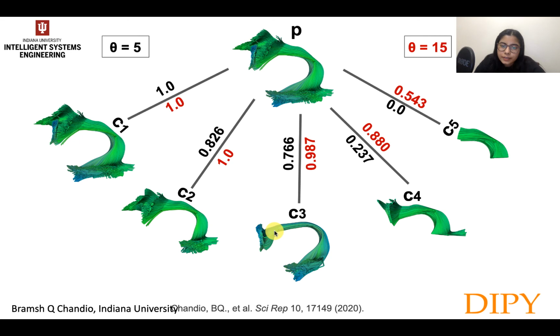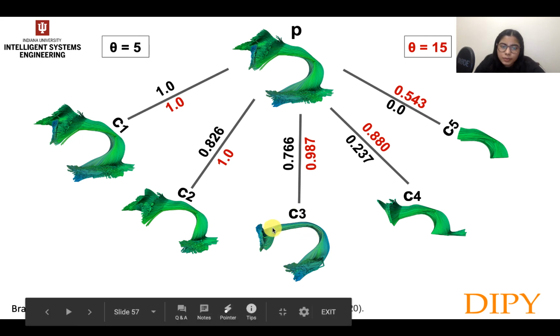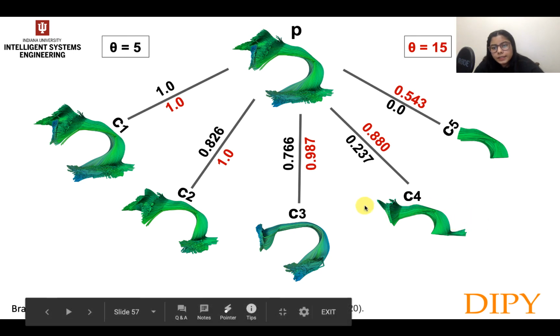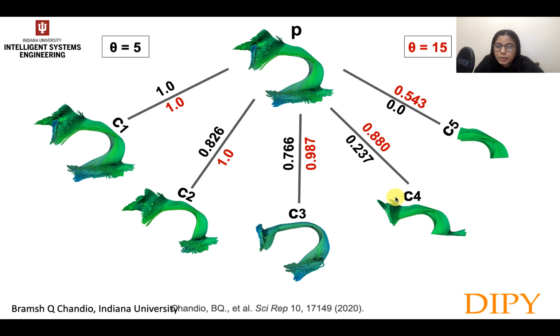So here in C3, again, the overall shape is the same, maybe a bit of difference at this part here as compared to the C2. So we give it 0.9 at 7 with threshold 15. And to the C4, again, it's not exactly the same, but the shape is kind of the same. So we give it 0.88.